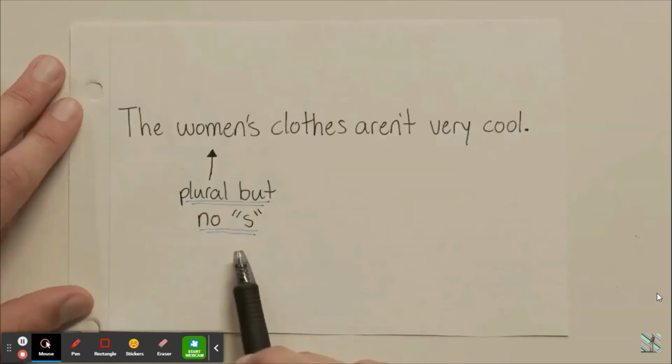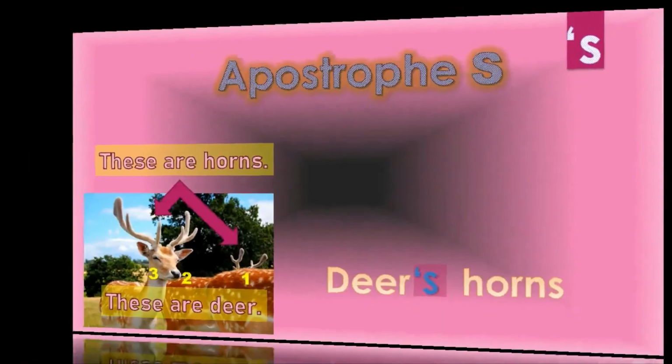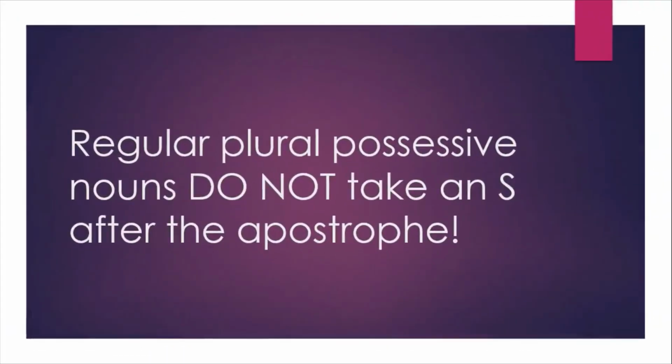This one, the women's clothes aren't very cool. Again, women is plural, but it doesn't end with an S like most other plural words. So we cannot just add an apostrophe. We've got to add apostrophe S. Let's continue now with the regular plural possessive nouns.